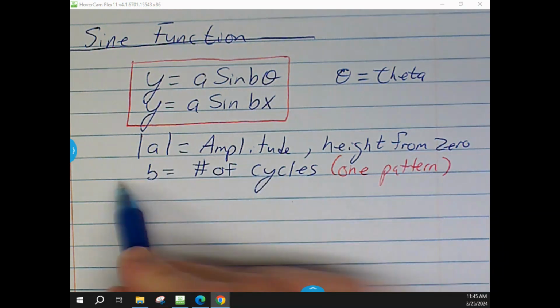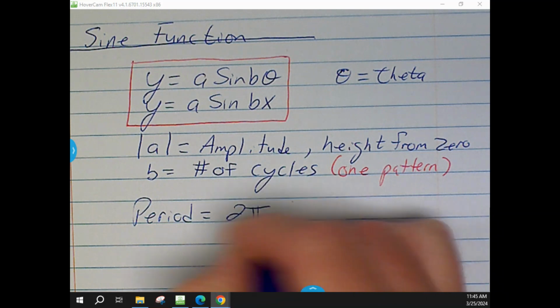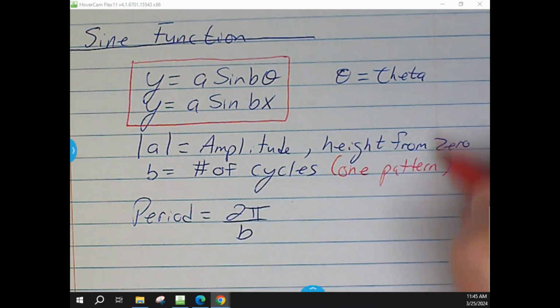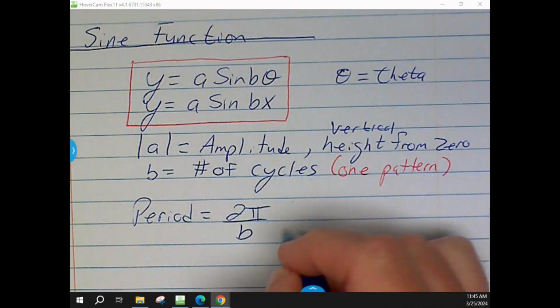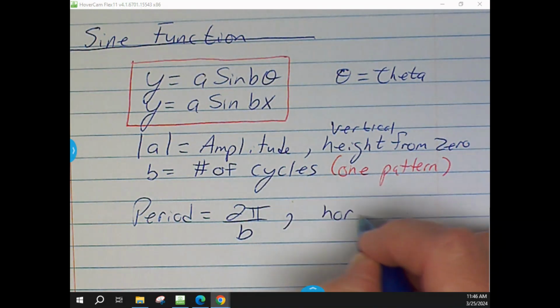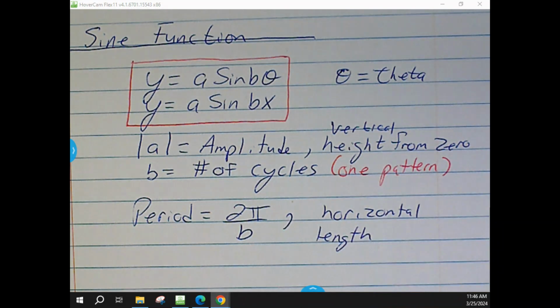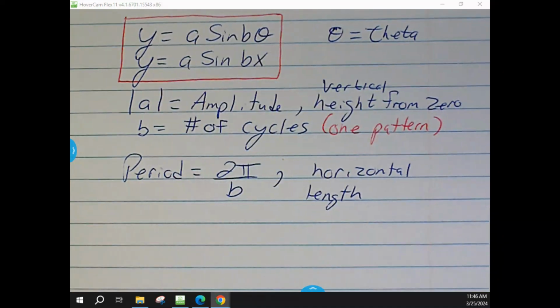Okay, but the big thing we're going to get from the B in this case is the period. The period is 2 pi divided by B. And remember, 2 pi was one trip around the unit circle. So the period, 2 pi over B, is basically your horizontal length. If amplitude is your height from zero up or down, it's vertical. The period is your horizontal length, which, if we think about this being on a circle, is really the circumference.